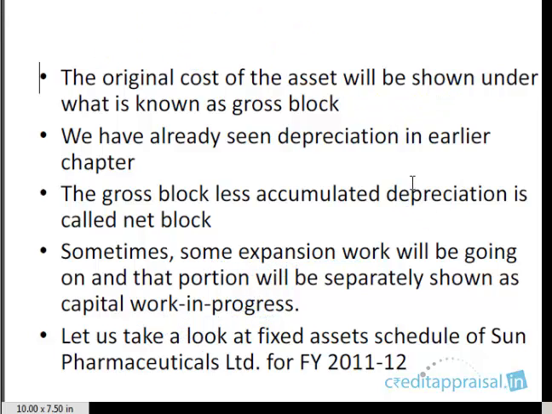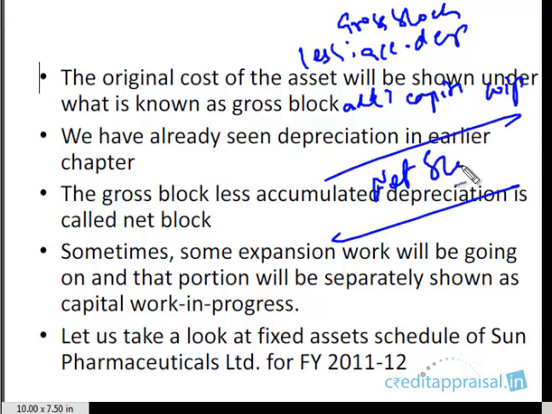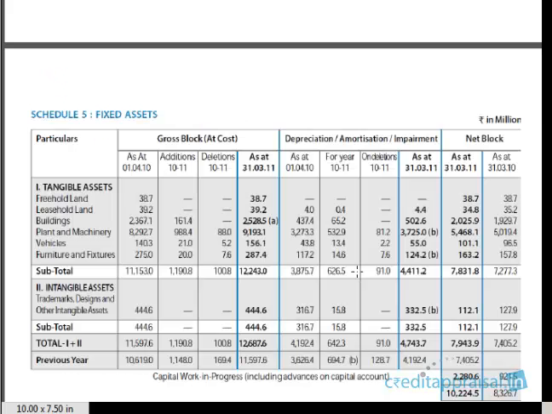So what are the entries? Usually you will find in the balance sheet gross block, right? Less accumulated depreciation, and then you have something called capital work in progress. Finally, you arrive at what is known as net block. So this is how the balance sheet usually looks. Okay, so let us take the example of Sun Pharmaceuticals, and we'll see what the balance sheet fixed assets schedule looks like.